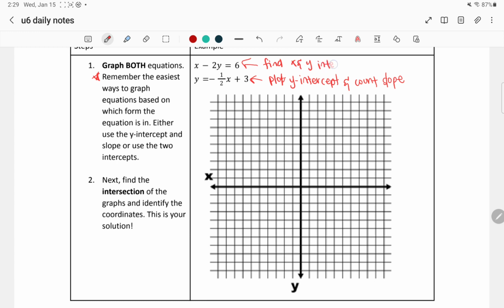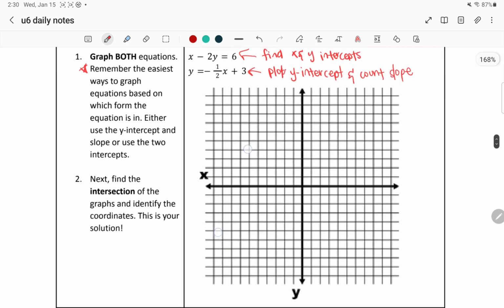So I'll show you both ways, and then I'll tell you another way after that too. Okay, so let's plot them. I'm gonna start in red here.